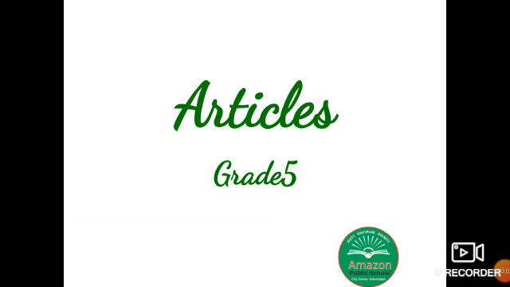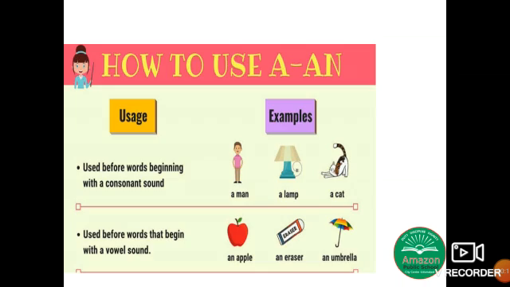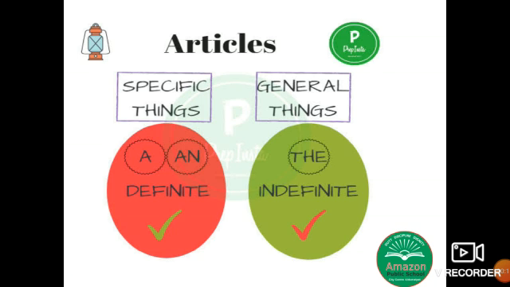In this session we are going to see about articles. So what is an article? Articles are of two types: one is the definite article, another one is the indefinite article. The definite article is nothing but the, and a and an are the indefinite articles.